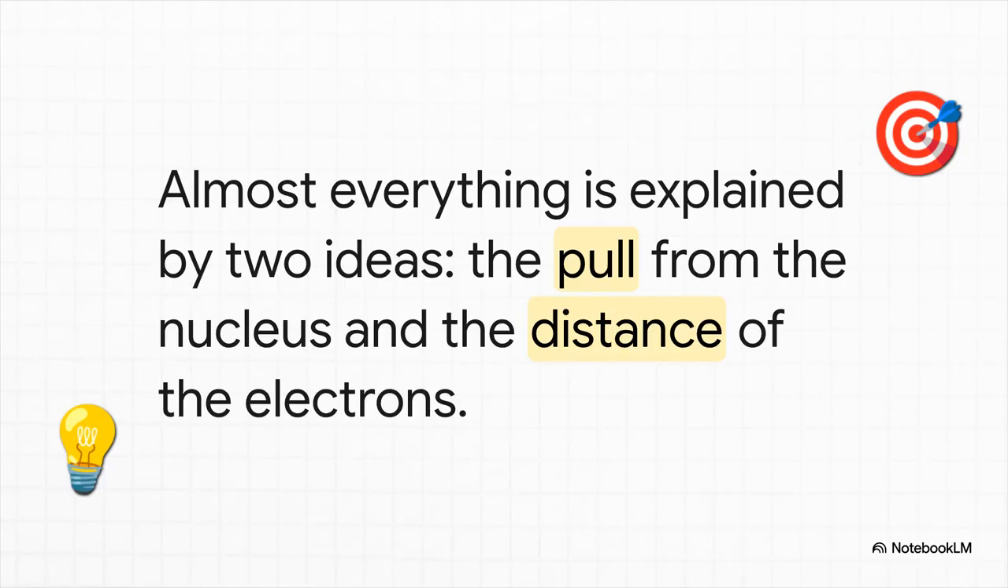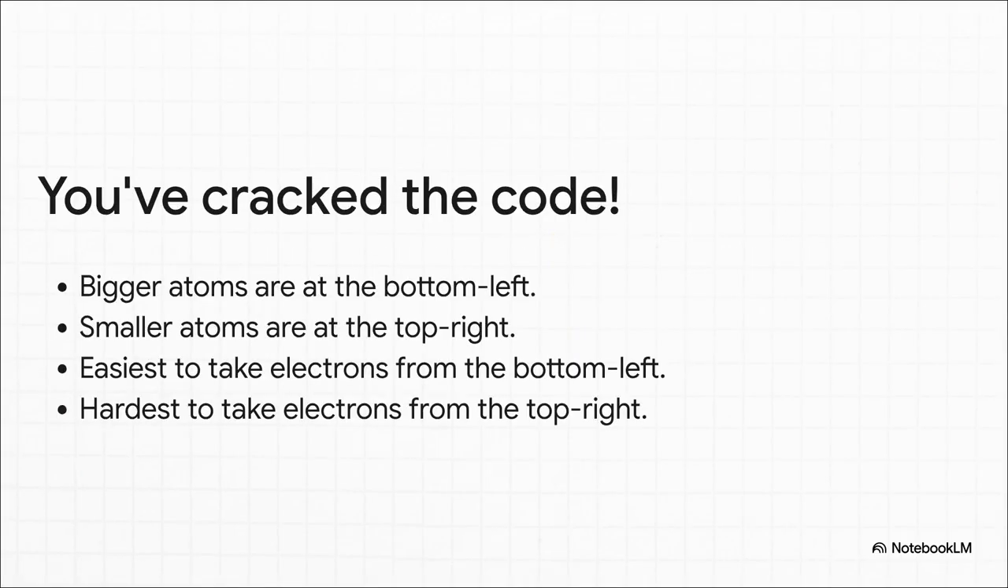So here's the absolute biggest takeaway. All of this, all these complex sounding trends and properties, they all boil down to just two really simple ideas. First, the strength of the pull from the nucleus, and second, how far away the electrons are from that nucleus. That's it. That's the whole secret. That's the code. And just like that, you've cracked the code. For real.